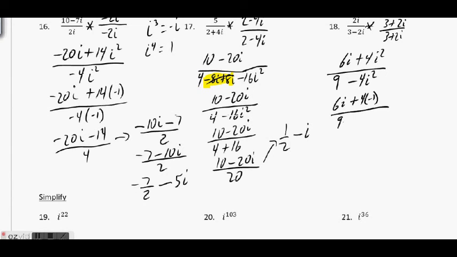Remember, i squared is negative 1. 9 minus 4 times negative 1. So I have negative 4, because remember the real number has to go in front, plus 6i all over. Well, negative 4 times a negative 1 is positive 4. So 9 plus 4 is 13. Now, last step would be negative 4 over 13 plus 6 over 13i. Alright?